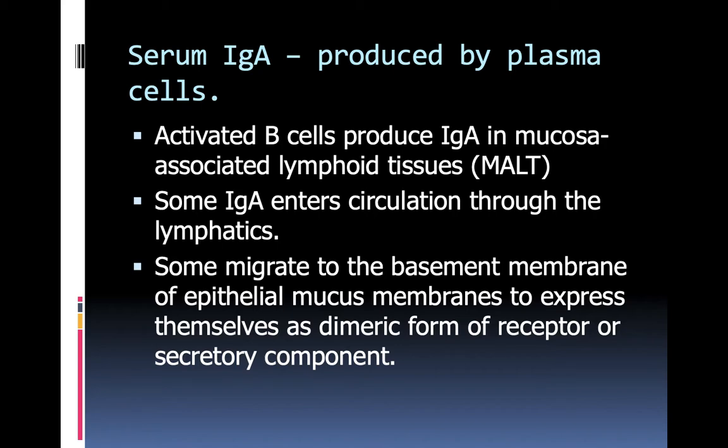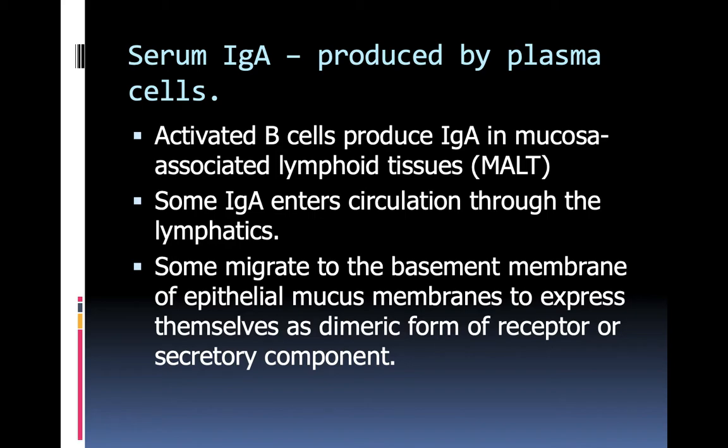And some IgA enters circulation through the lymphatics after they're secreted. Some migrate to the basement membrane of the epithelial mucous membrane so that they can express themselves as the dimeric form, as the dimers with the J chain. So essentially you divide your pool of serum IgA into two: those that go back to circulation and those that stay in the connective tissue, in the associated lymphoid tissue.